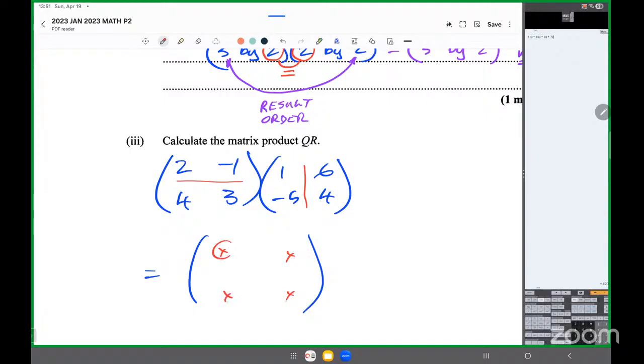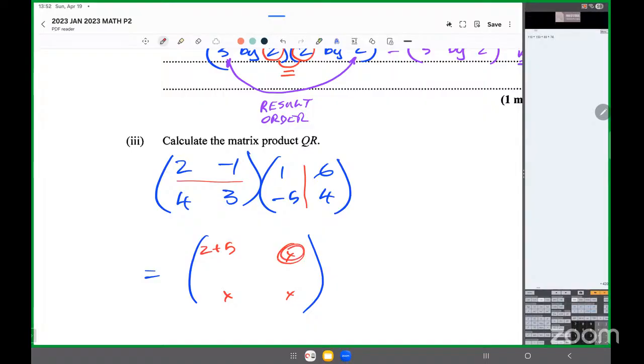The first value is positioned in the first row and the first column. To get it, multiply the first row with the first column: first element times first element, second element times second element. 2 times 1, and negative 1 times negative 5. 2 times 1 is 2. Negative 1 times negative 5 is a positive 5.